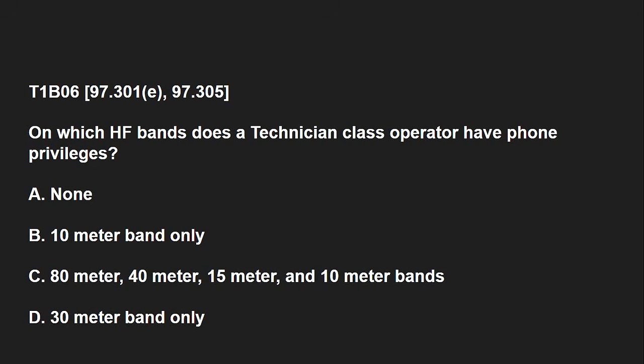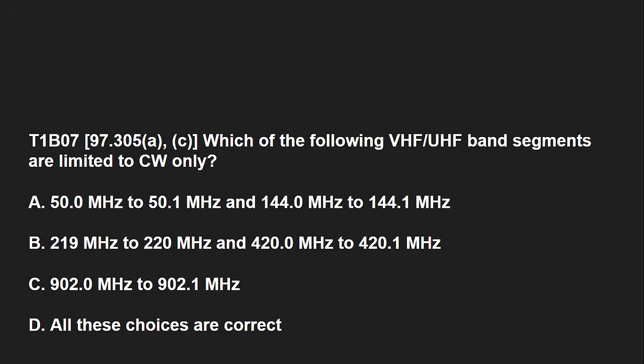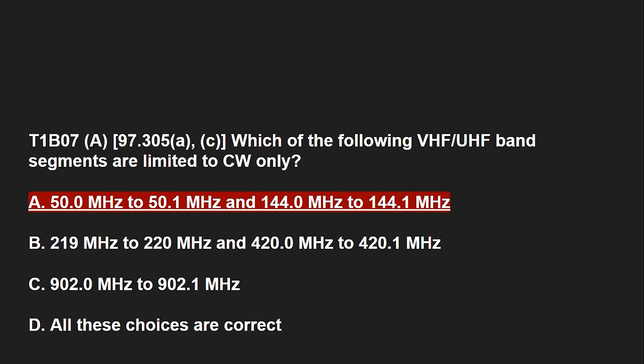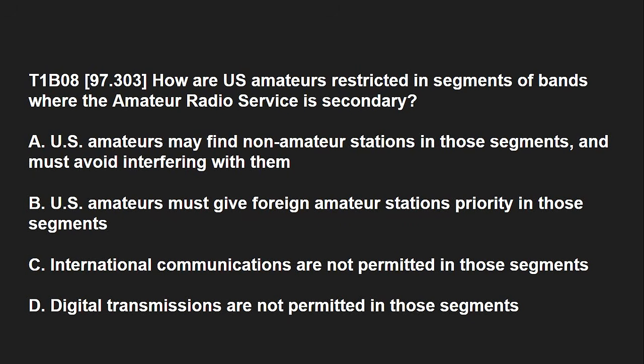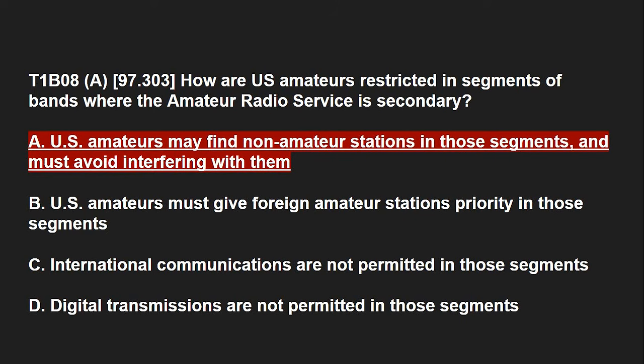T1B06, on which HF bands does a technician class operator have phone privileges? Answer is 10-meter band only. T1B07, which of the following VHF UHF band segments are limited to CW only? That would be 50.0 MHz to 50.1 MHz and 144.0 MHz to 144.1 MHz. T1B08, how are U.S. amateurs restricted in segments of the bands where the amateur radio service is secondary? Answer is, U.S. amateurs may find non-amateur stations in those segments and must avoid interfering with them.